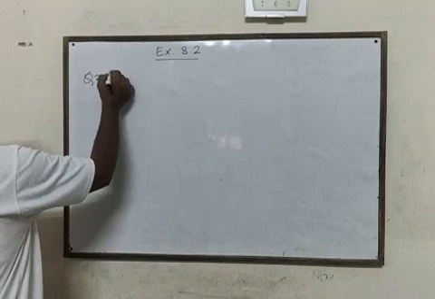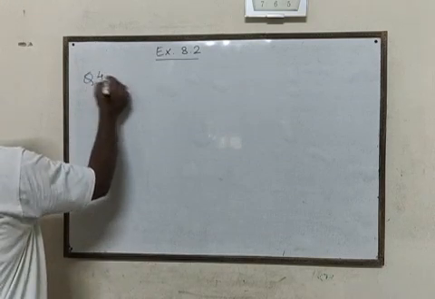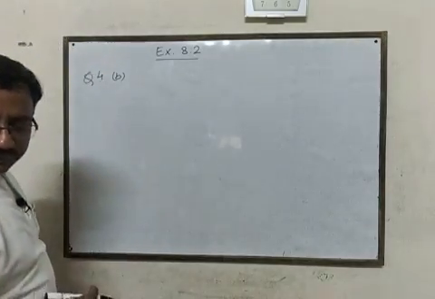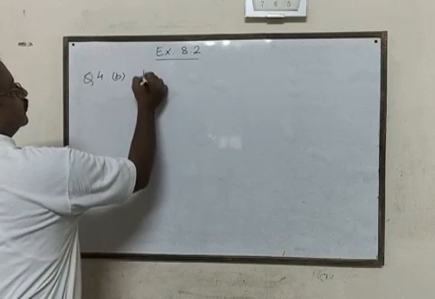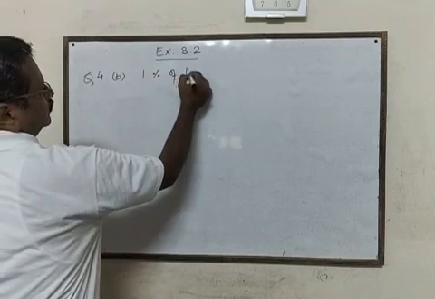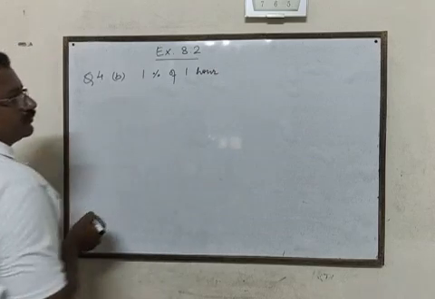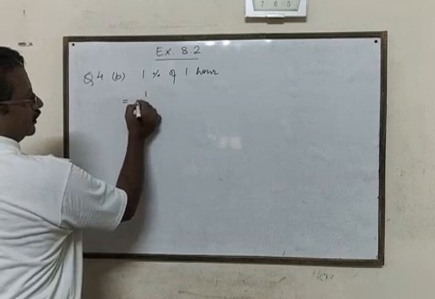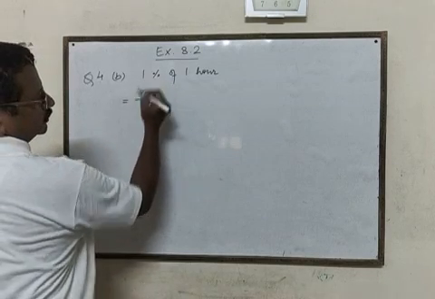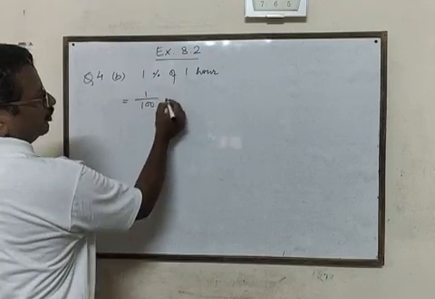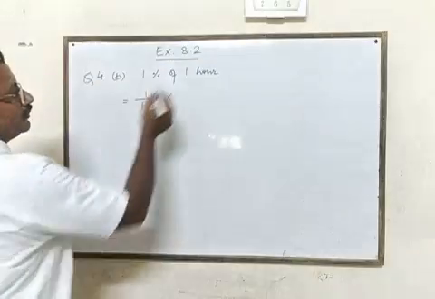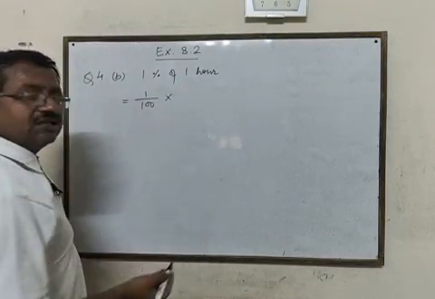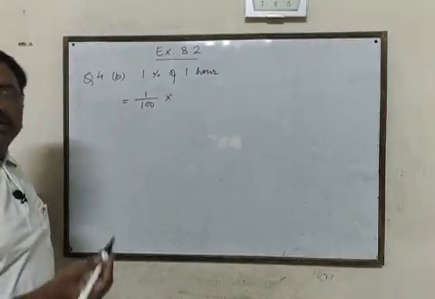So B part, question number 4, 1% of 1 hour. We need to calculate 1% of 1 hour. This means 1 upon 100, remove the percent sign, 100 will come down, of means multiply. And this hour we can convert into minutes also, we can convert into seconds also.